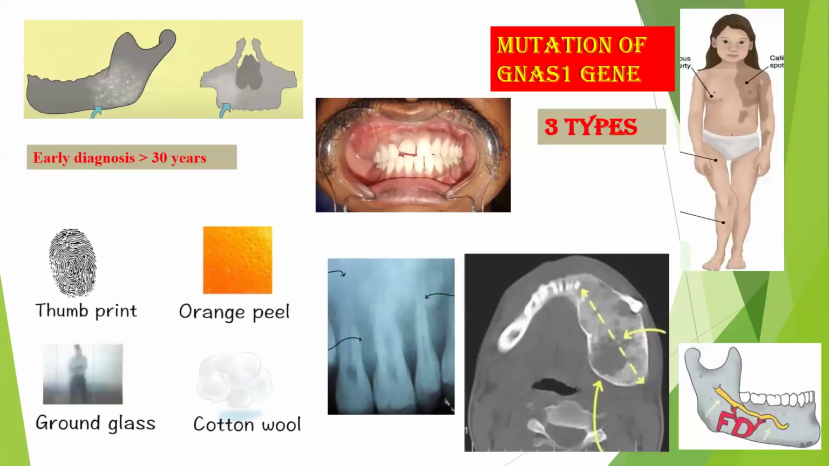Summing up the whole, it is replacement of normal bone with a fibro-osseous tissue. Mostly the maxilla is affected, the maxillary posterior region more than the mandible. It can be diagnosed early, before 30. It is due to the mutation of the GNAS1 gene, and there are 3 types. The radiographic appearance is granular, thumbprint or orange peel, ground glass or cotton wool appearance. In case of craniofacial fibrous dysplasia, it can cause superior displacement of the inferior alveolar nerve.